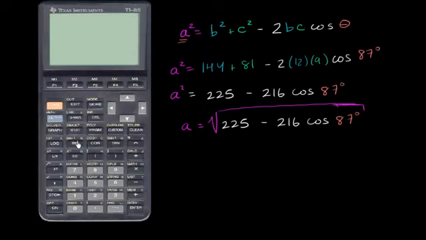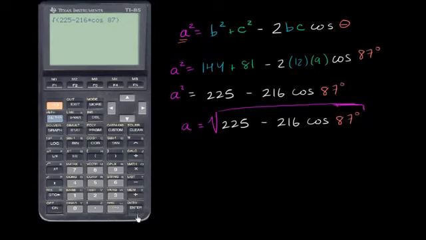So let me get my calculator out. Actually, before I do that, let me just make sure I'm in degree mode, and I am in degree mode because obviously we're evaluating a trig function in degrees here. So that's fine. So it's going to be 225 minus 216 times cosine of 87 degrees, not 88 degrees, 87 degrees.